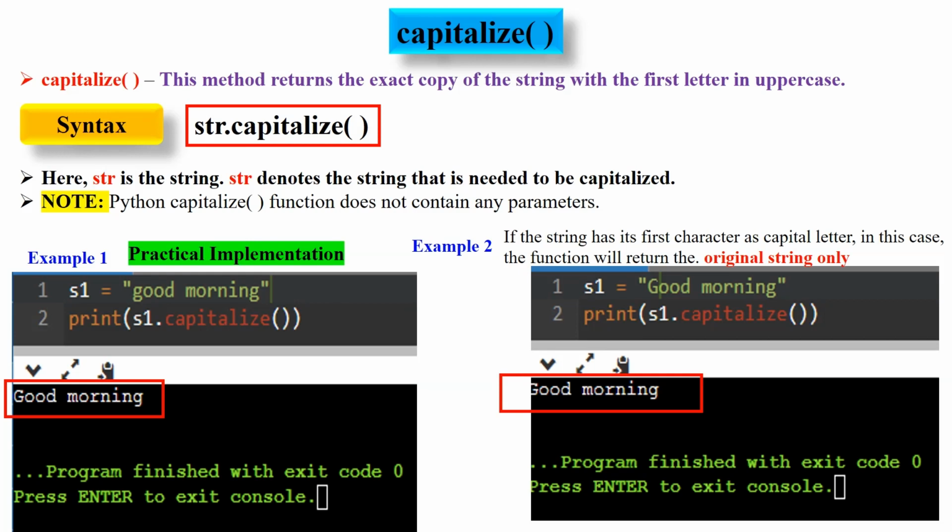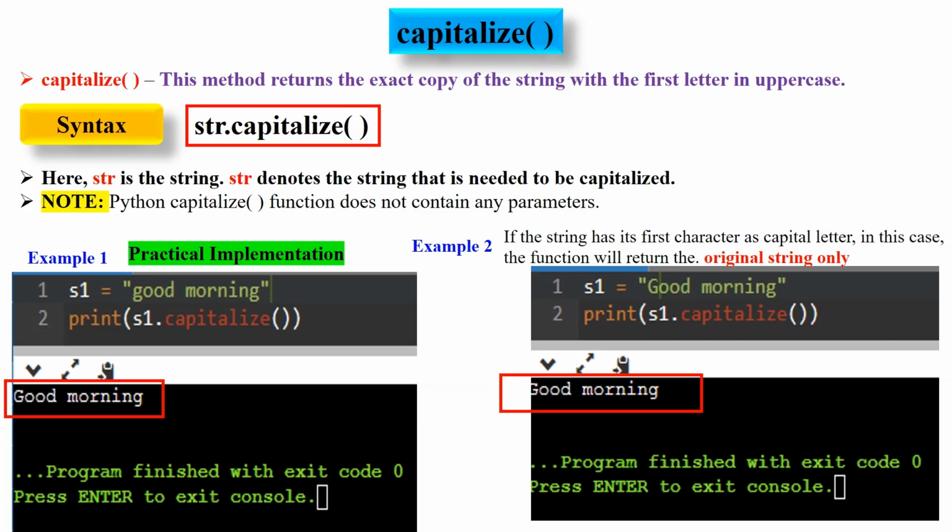Let's see an example. In example 1, the capitalize method in Python converts the first character of a string to uppercase and leaves the rest of the characters unchanged. In this case, g is converted to uppercase G, and the rest of the string remains the same. You can check the output on the console.